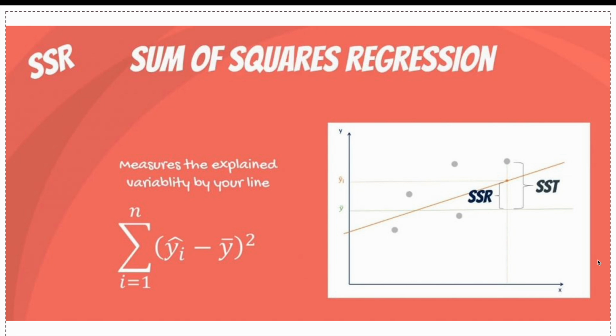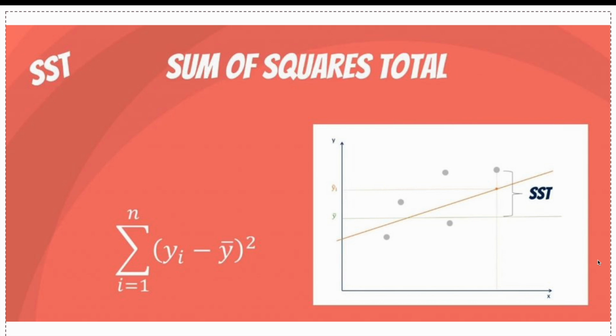The sum of regression represents the distance from the mean of y to the regression line, so slightly different. And then the sum of totals represents the difference between the mean and the actual value.